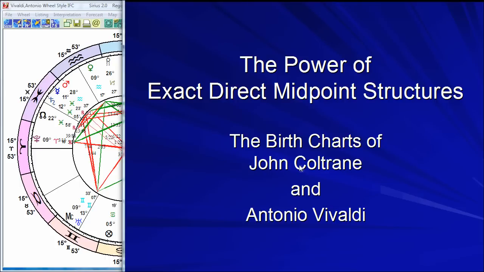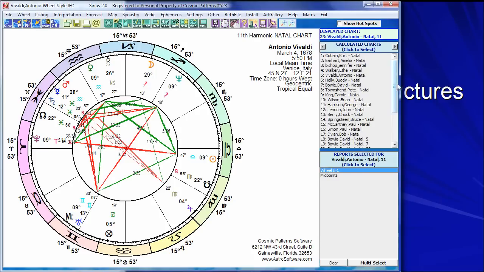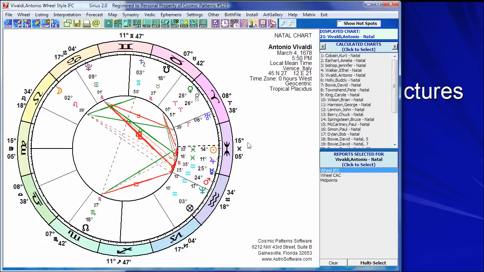Hello, the topic for today is the power of exact direct midpoint structures, and I'm going to illustrate this concept with two charts. The birth chart of two musicians, John Coltrane, saxophone player, and composer Antonio Vivaldi.